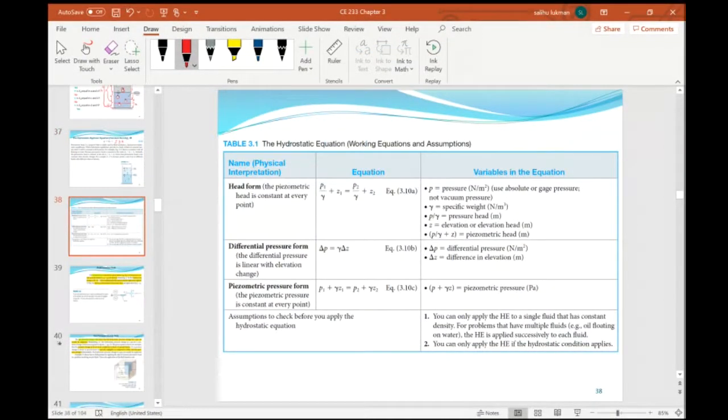And this is a table summarizing the hydrostatic equations, the working equations, and some of the assumptions. Delta P equals gamma delta Z, and when you integrate, you arrive at the piezometric pressure, from which we can also get the piezometric head, which we can simplify to give us the generalized P equals rho g H, where H in this case is the piezometric head.